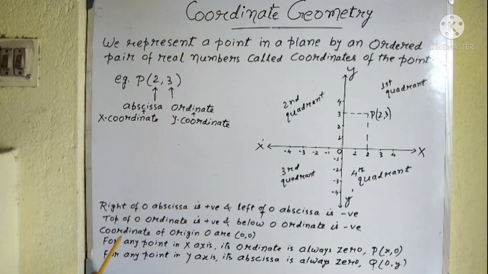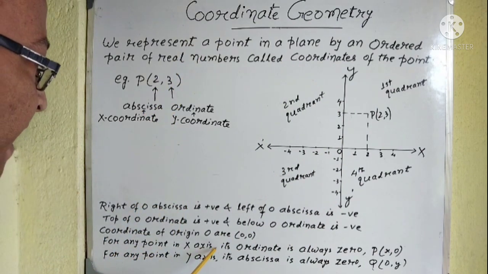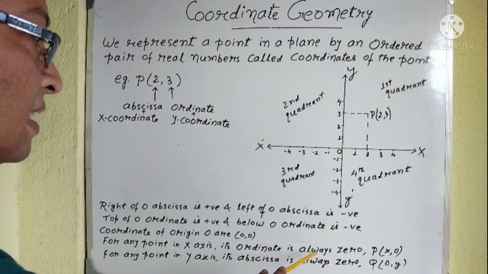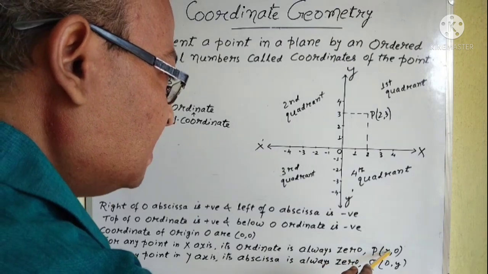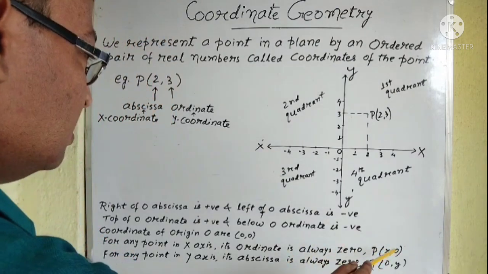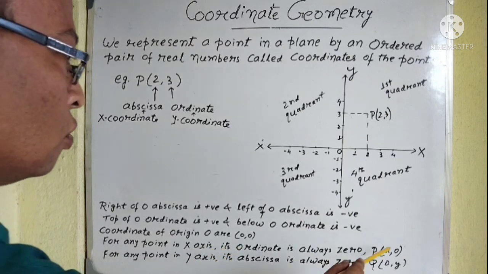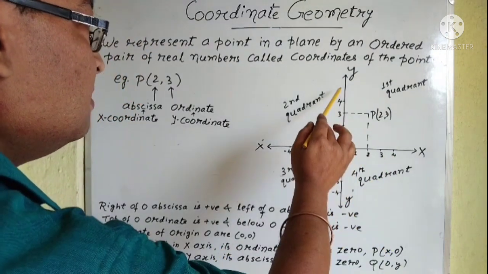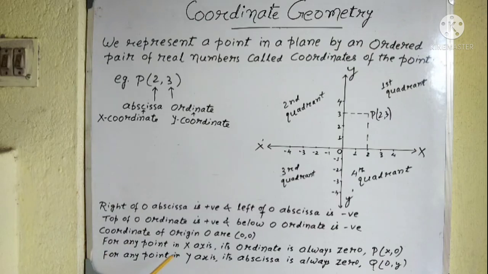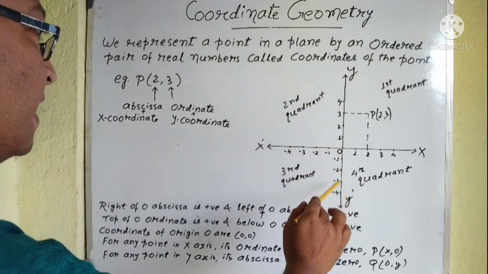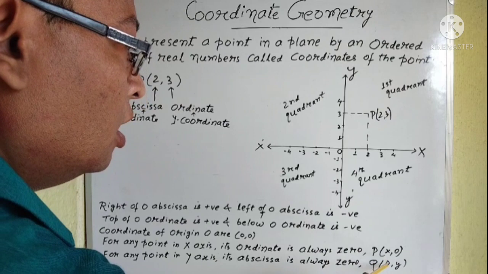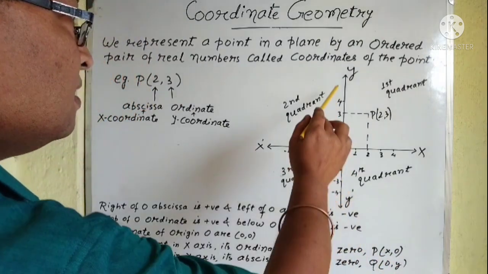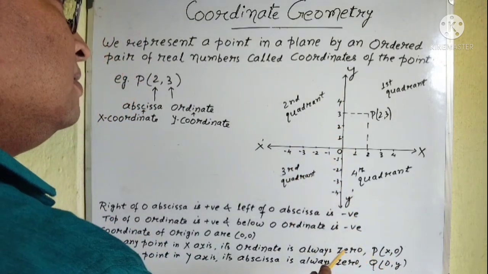Now remember always, for any point on the x-axis, its ordinate is always 0. That means consider a point P(x, 0) because this point is on the x-axis. So the ordinate will be 0. And any point on the y-axis, its abscissa is always 0. For example, Q(0, y). So the point is on the y-axis, so your abscissa will be 0.